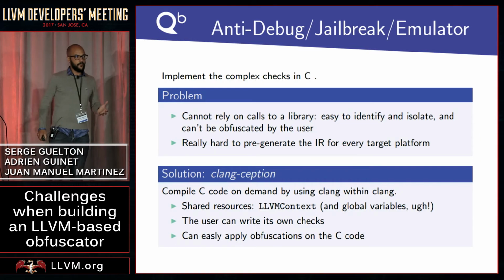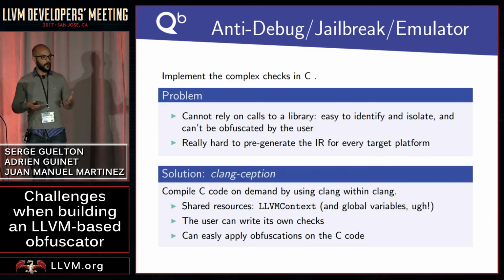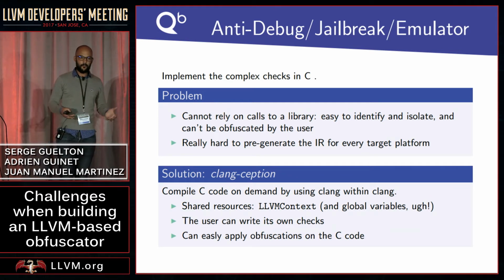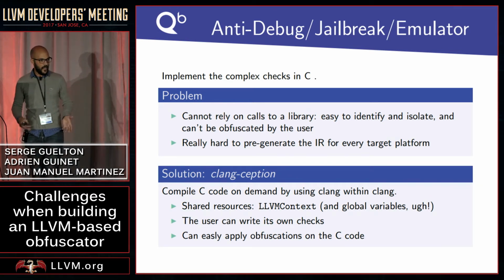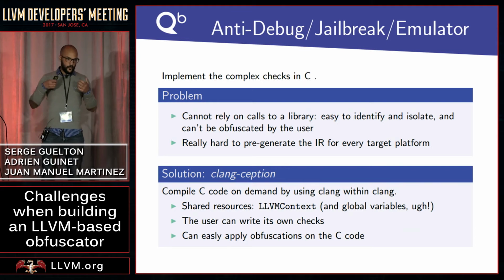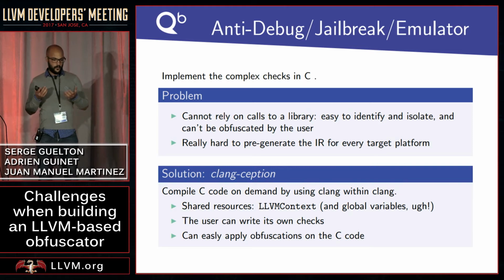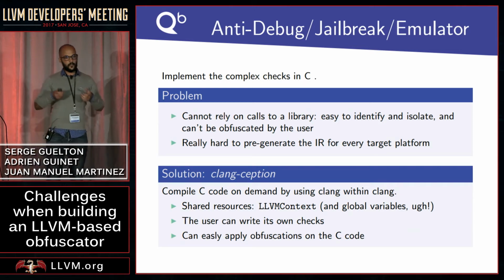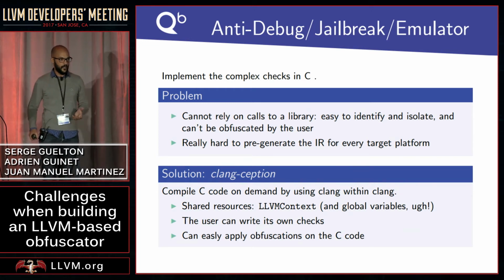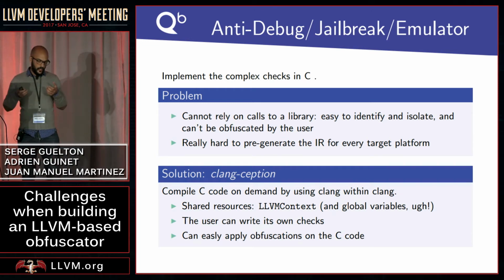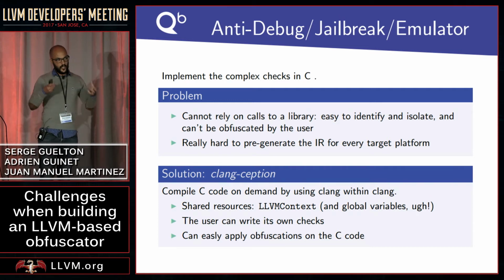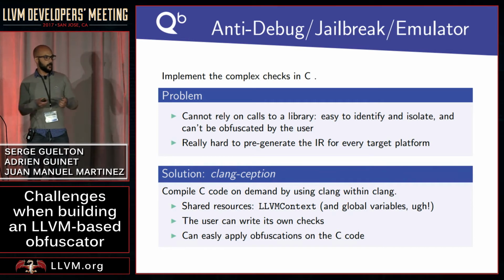And another problem that we have is that these checks that we perform tend to be really complex. It's not reasonable to implement them directly in the LLVM-IR. So it's typically desirable to implement them in C. But normally in these cases, what you will do is you create a small runtime library to ship with the compiler, or you use compiler RT. However, in our case, a small runtime library will be really easy to identify for a reverser, so it could patch that function and take advantage of that.